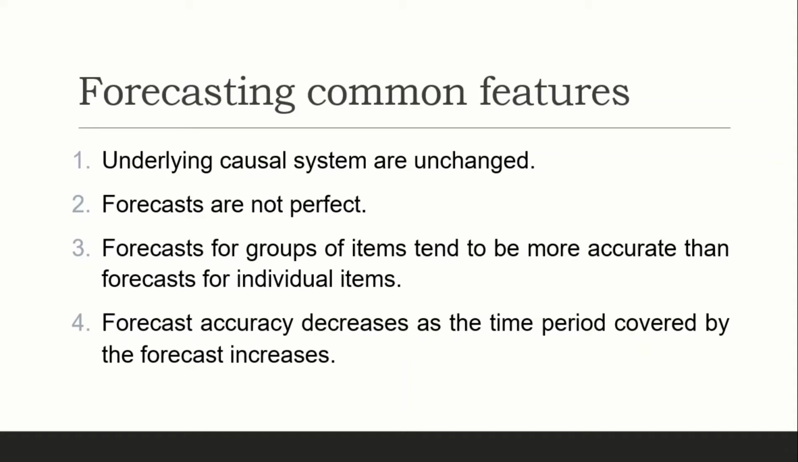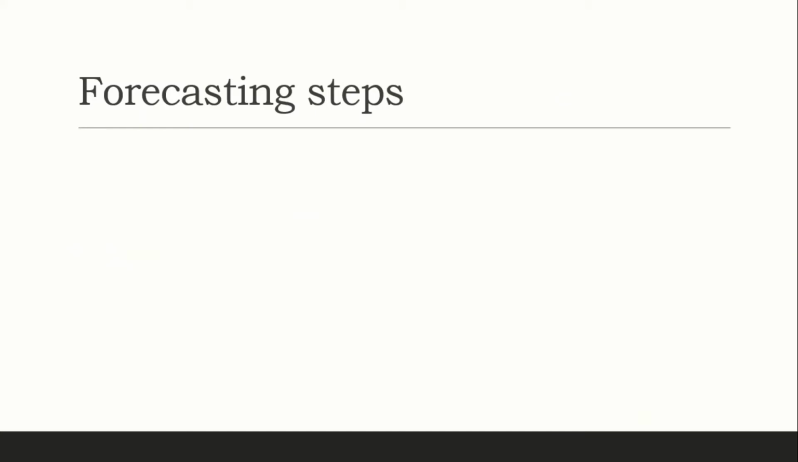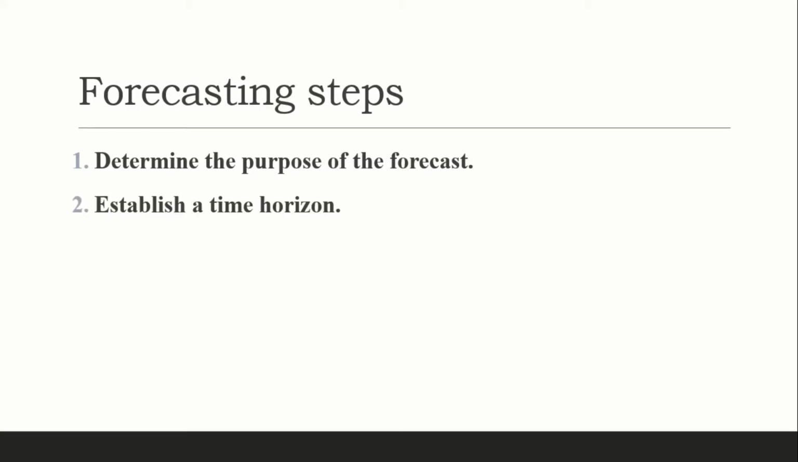To make a forecast, the following 6 basic steps should be followed. The first step is to determine the purpose of the forecast. Like, how will it be used and when will it be needed? This step will provide an indication of the level of detail required in the forecast, the amount of resources, personnel, computer time, dollars, that can be justified, and the level of accuracy necessary. The second step is to establish a time horizon. The forecast must indicate a time interval, keeping in mind that accuracy decreases as the time horizon increases.